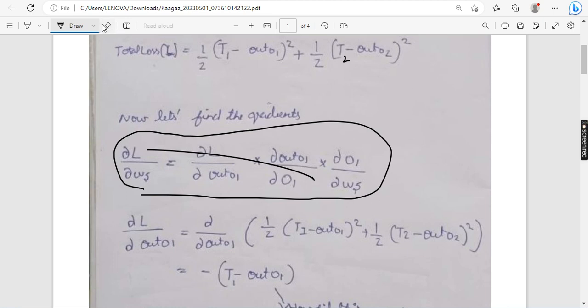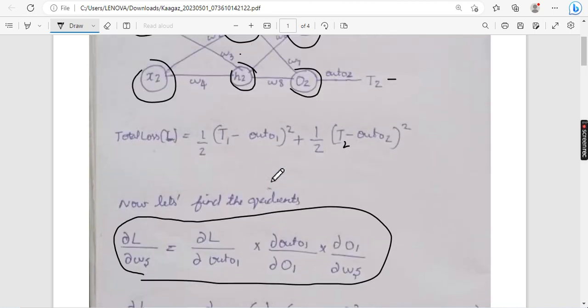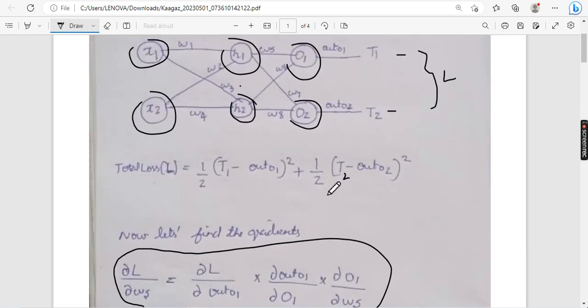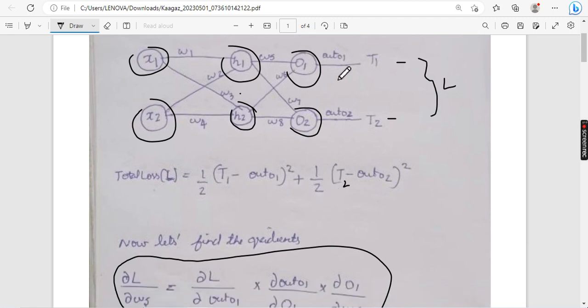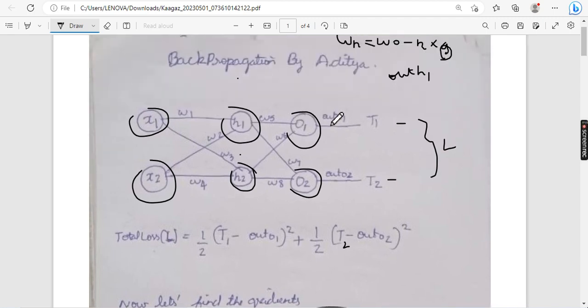If you have studied derivatives in your higher secondary, then this will be very easy. This is chain rule. If you observe this clearly, you can see what I have done here. This entire thing is the loss, right? So the derivative of loss with respect to W5 is derivative of loss with respect to out O1, and out O1 derivative with respect to O1, and O1 derivative with respect to the W5. So basically this is how I have traversed in the backward direction, right? It makes sense, right? Backward direction. So this is how I will compute the derivative of W5.